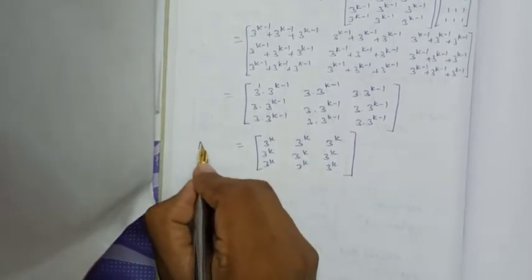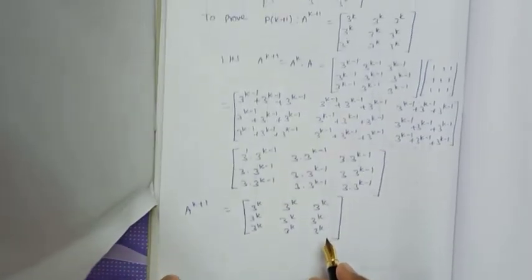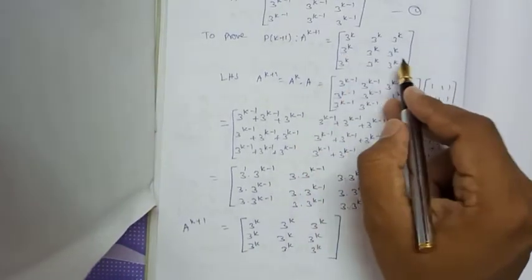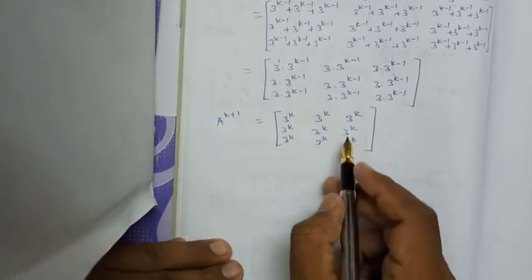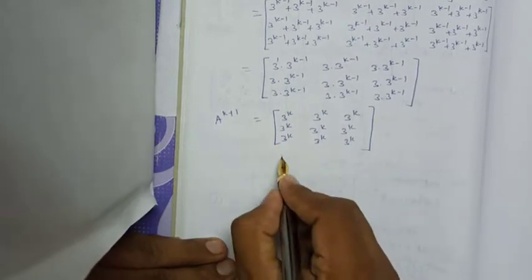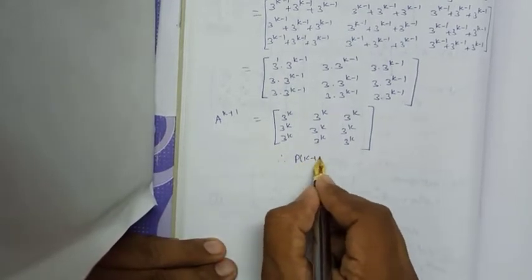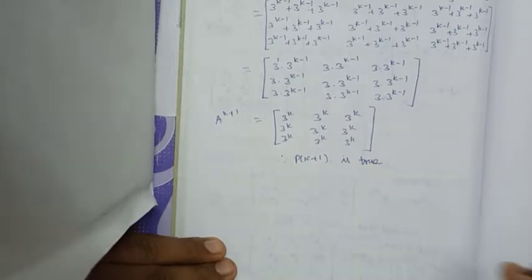So the left hand side, A to the power k plus 1, is equal to 3 to the power k. This is what we needed: A to the power k plus 1 equals 3 to the power k. So by using mathematical induction, we prove that for n equal to k plus 1 is true. Therefore, P of k plus 1 is true for all cases n belongs to N.